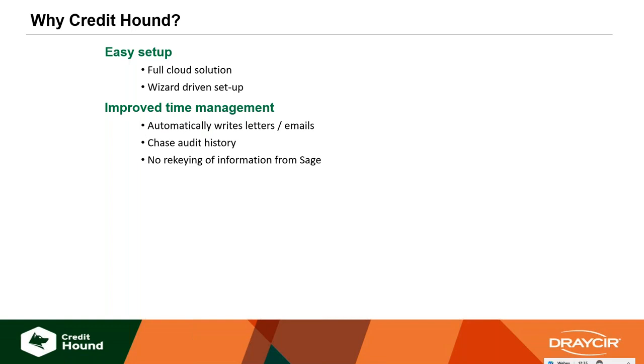Again, just to go over, so we're going to automate those emails. Okay, and you're going to have a complete audit history within Credit Hound of all of the tasks and contact that you've had with all of your customers. You don't have to rekey any information from Sage because we pull all that information from Sage directly into Credit Hound.